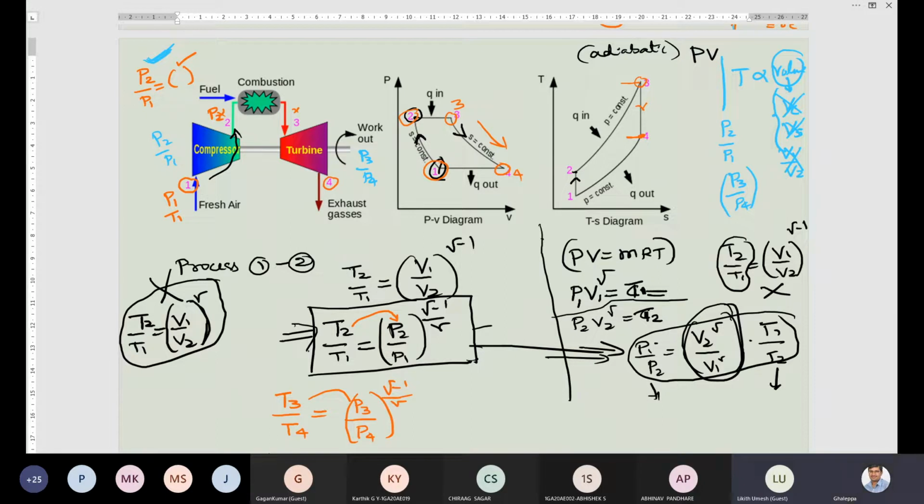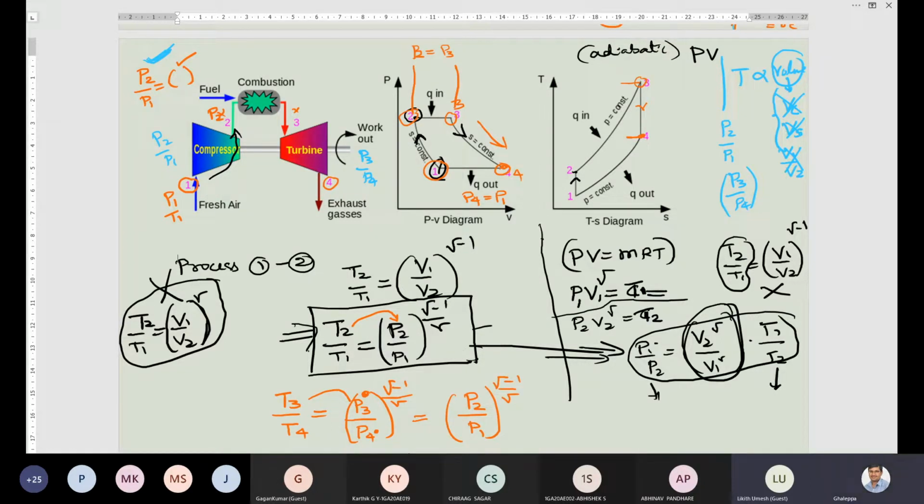Now the question is whether P3 is a known value. No, we don't know P3, but we know P2 is equal to P3 because it is a constant pressure process. P2 is equal to P3 and also P4 is equal to P1, the pressure at point 4 is the pressure at point 1. So in the same equation, in place of P3 I will write P2, and in place of P4 I can write P1, to the power of gamma minus 1 by gamma.